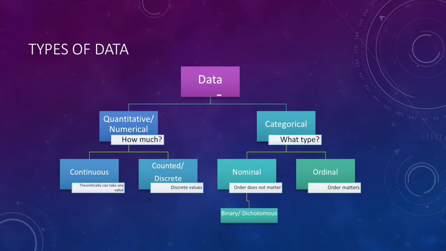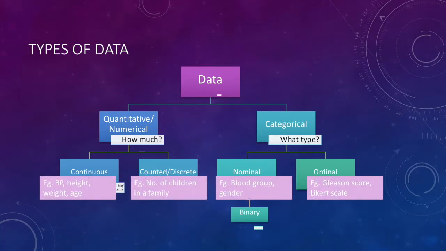Numerical data can be further subdivided into continuous or discrete data. Continuous simply means that the data can take any theoretical value within a given range, whereas discrete data means that the variable can only take a certain fixed quantity from within a set of values. Categorical data, on the other hand, can be subdivided into nominal versus ordinal data. Nominal data means that the order of the data does not matter, but ordinal data is data in which the order is important.